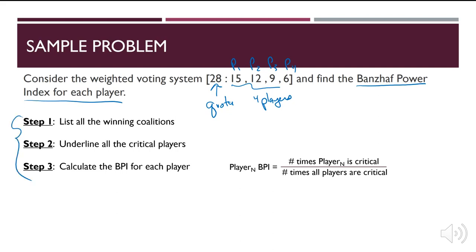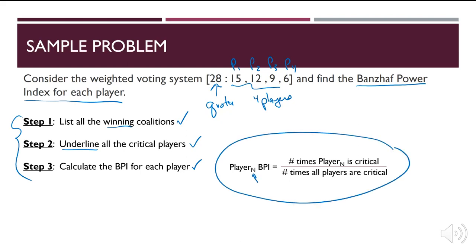We have the steps listed out here. First, list all the winning coalitions. Second, underline the players that are critical to the winning coalitions. And finally, we calculate the BPI for the players based on the underlining that we did with each coalition. And here is our formula. N will be replaced by the number associated with the player you're working on. So if we're talking about the player 1 BPI, it would be the number of times player 1 is critical in the numerator over the number of times all players are critical in the denominator.